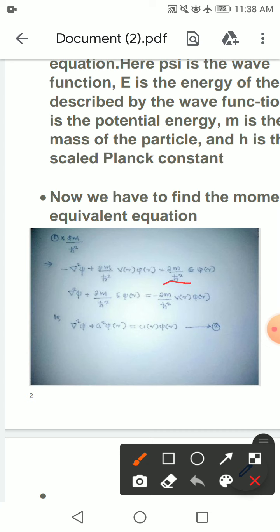The term 2m by h cross squared V is taken to the left, and the E term is taken to the right side. Here it will be positive, no minus. And let 2m by h cross squared E be a squared, and 2m by h cross squared V of r be U of r. So we will get equation 2.